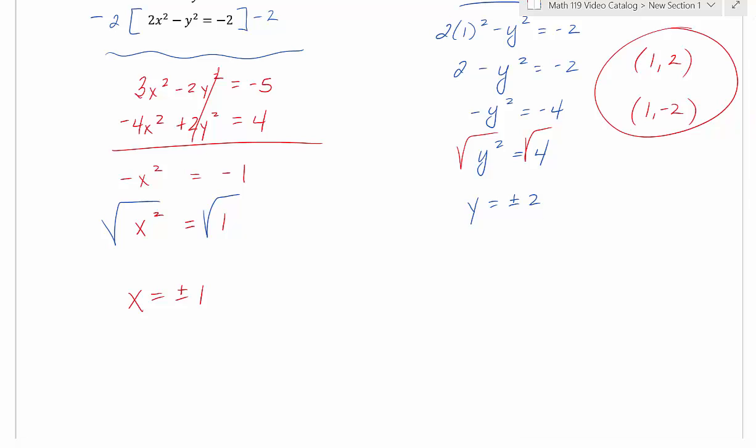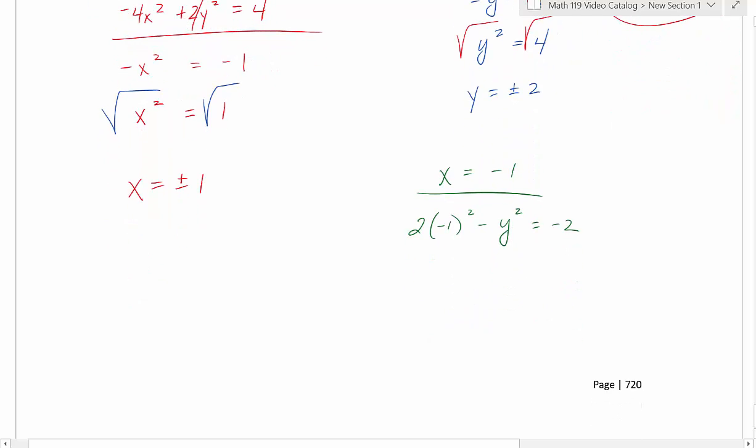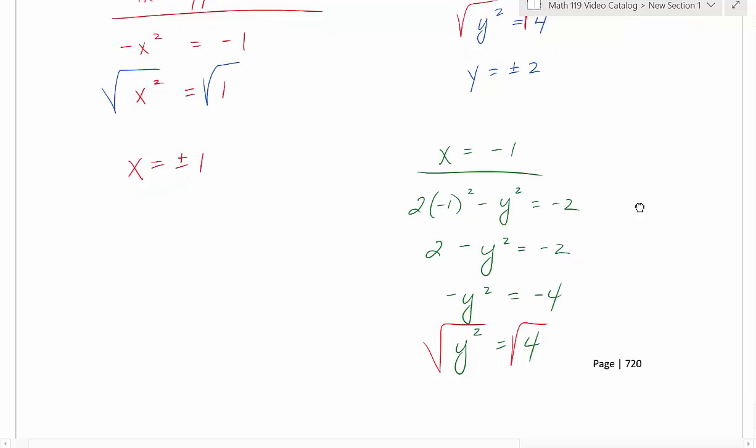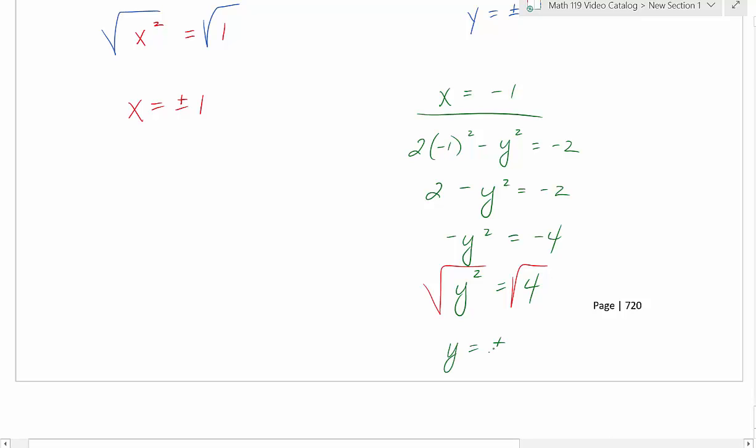Now let's plug in x equals -1. Negative 1 squared is 1 times 2 is 2. Square root property again, so let's isolate our y squared. y squared is equal to 4. We take the square root of both sides, and again we get two solutions for y. We get y to be equal to plus or minus 2. So we're taking our x value of negative 1 with each of these two y values. That's going to give us two more ordered pairs: (-1, 2) and (-1, -2).